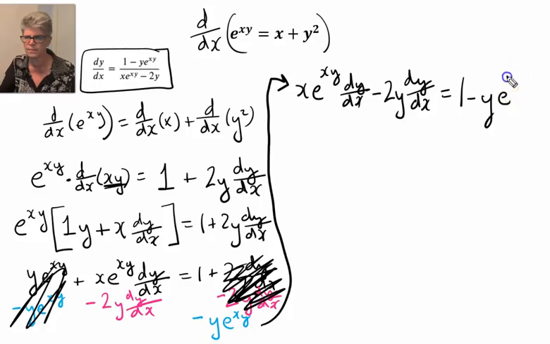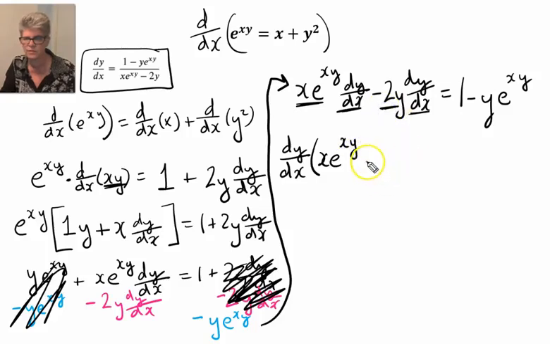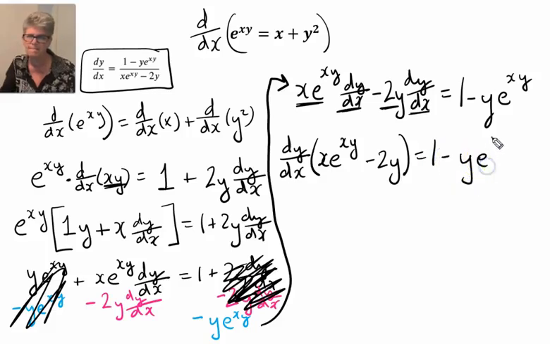Okay, now I put everything with the dy dx in it on the left-hand side by design. I can factor it out. They have a common term. And what I'm going to get when I factor out dy dx is I'll have x times e to the xy minus 2y. To get dy dx by itself, I have dy dx times something, so I divide both sides by whatever it's multiplied by.